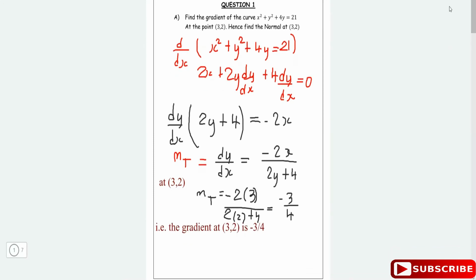They want the normal at (3, 2). To find the normal, remember the gradient of the normal is minus 1 over the gradient of the tangent. So the gradient of the normal is 4 over 3. And so what would be the equation of the normal?